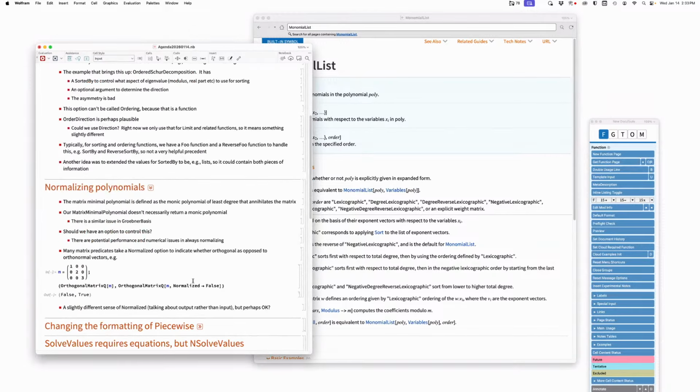Normalizing polynomials. Amen. What's that? Just agreeing with that last comment. That's what we should do. Yeah. Okay, good.